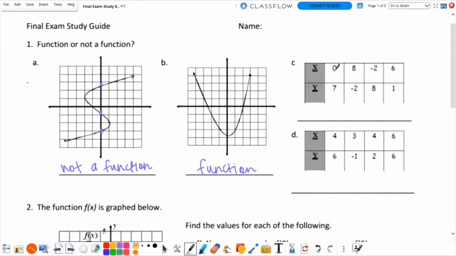So on C, we have 0, 8, -2, and 6. So none of those x values repeat. So we really don't even have to look at those y values. We know that this one is going to be a function.